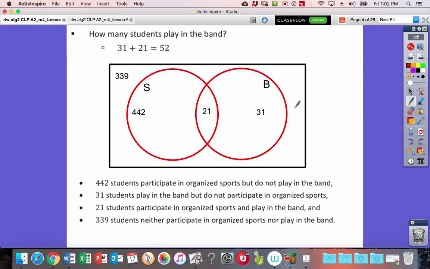Also, if you want to know how many students play in the band, you have to add the ones that are not in sports and the ones that are also in sports, and you would get 52, and this is how you usually would represent it, like that.